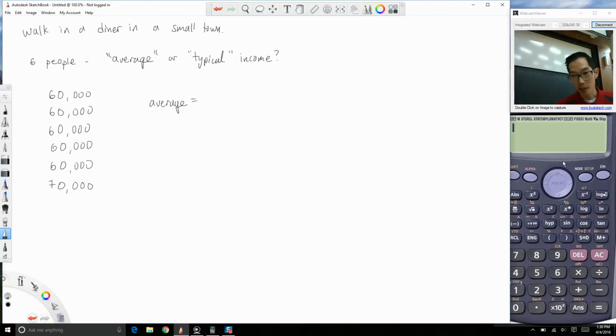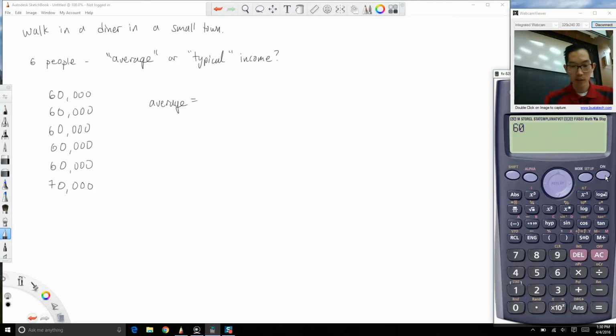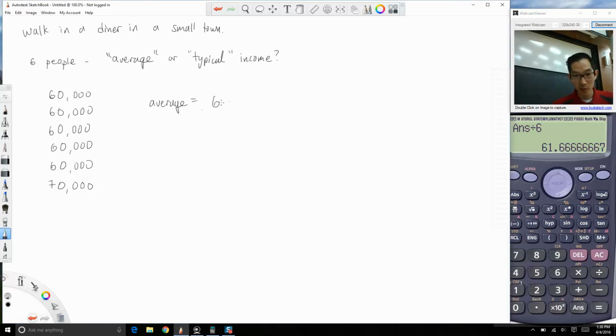Average will be 60 times 5 plus 70. We're going to divide that by 6. 61.67 thousand, okay? $61,667. Seems like a fair answer to the question. I don't know. All right, so this is what we have.